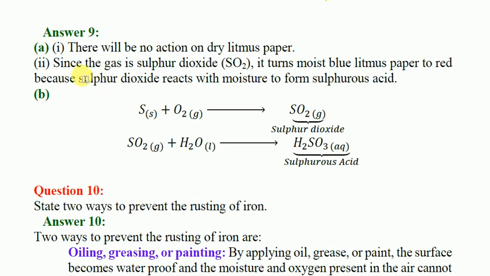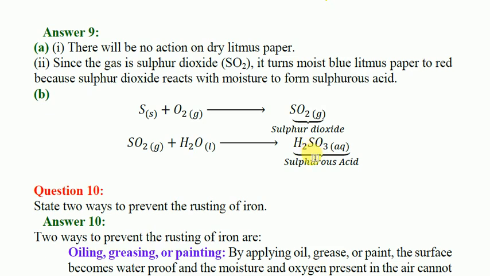The gas sulfur dioxide turns moist blue litmus paper red. Sulfur reacts with oxygen to form sulfur dioxide. When sulfur dioxide gas reacts with water, it forms sulfurous acid. This sulfurous acid turns the blue litmus paper to red. You know very well that whenever blue litmus paper turns red, it clearly indicates an acidic solution. We can easily identify this based on this experiment.